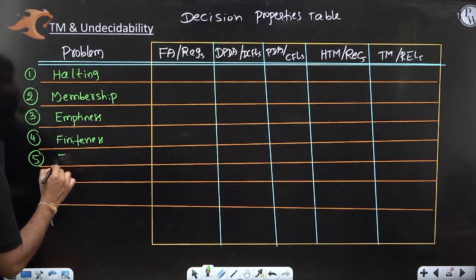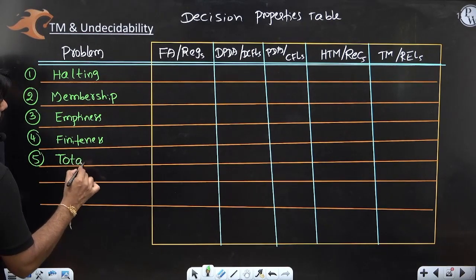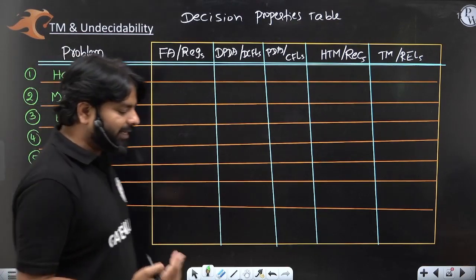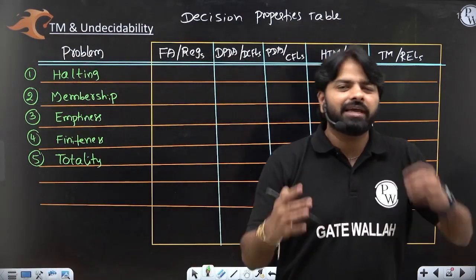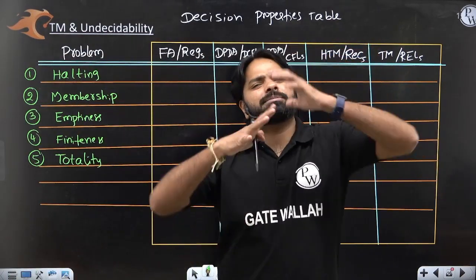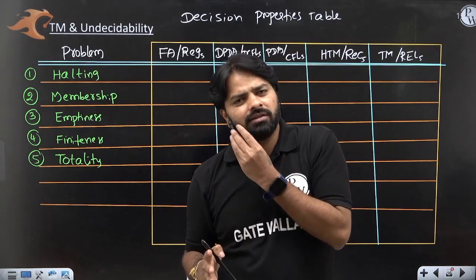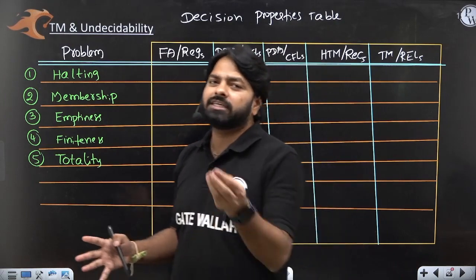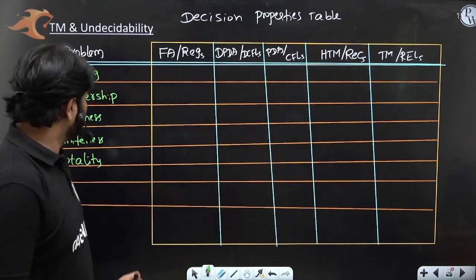The other one is totality. Totality represents completeness. Completeness means if I give you a finite automaton, is it accepting every string in sigma star? That is, is the machine accepting all the strings? Then we say totality.